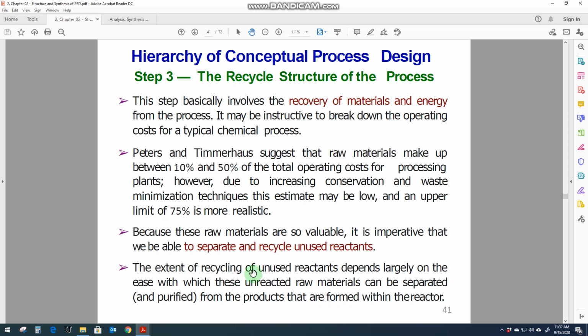Now, when you are trying to reuse the unreacted raw material, we have to consider the recycle structure, because the separation of the reacted and the unreacted raw material depends on the separation techniques that we use in the process. So we also have to consider the equipment cost for the separation and what utilities are being used for the separation. So all of these factors will influence the recycle structure of the process.